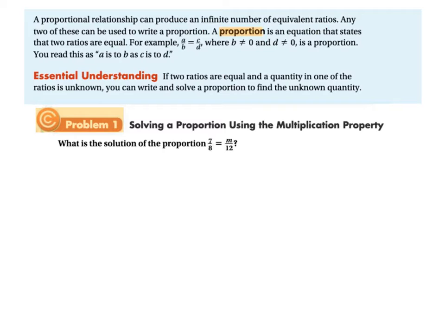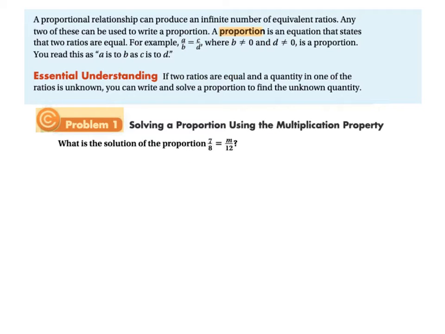So anyway, a proportion is an equation that states that 2 ratios are equal. So if we have A over B equals C over D, and they just say B and D can't be 0 because you can't divide by 0, right? This is a proportion, and you read it as A is to B, as C is to D. So the basic idea is that if 2 ratios are equal and the quantity of one of the ratios is unknown, you can solve it to find what's missing.